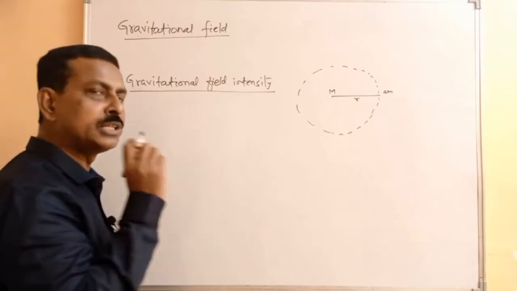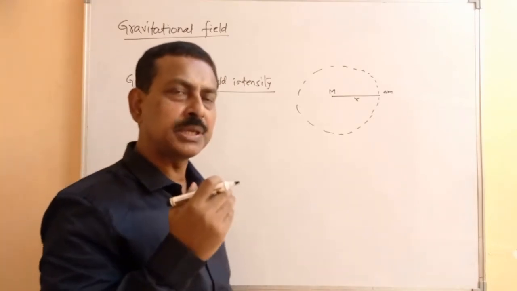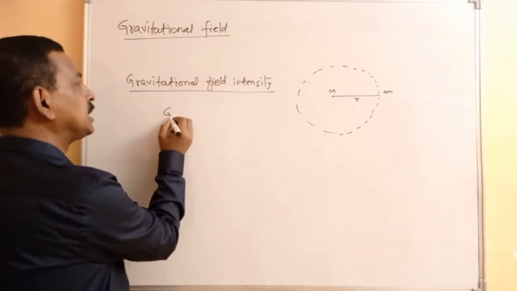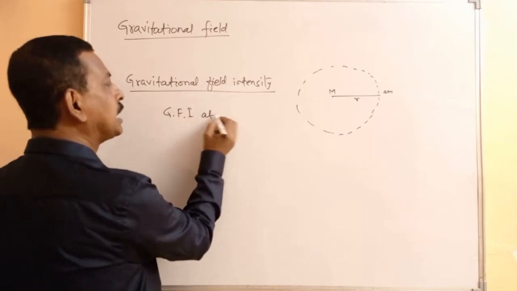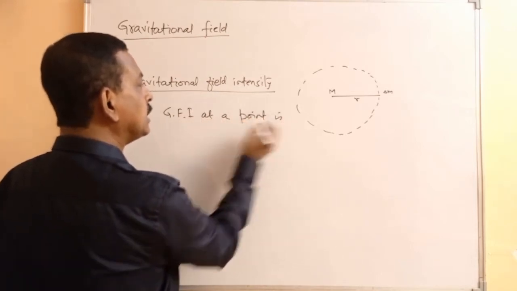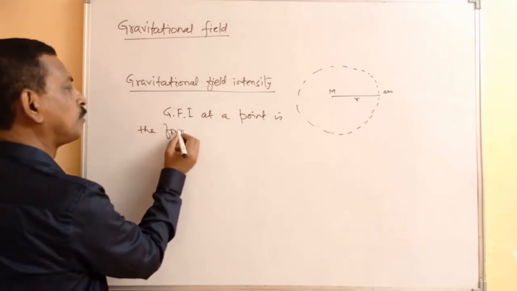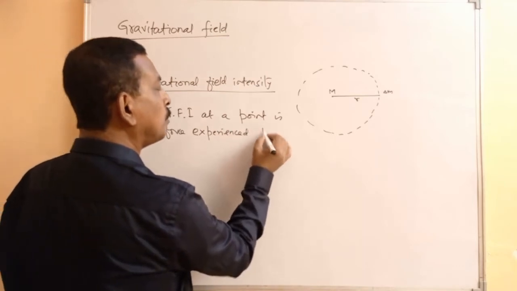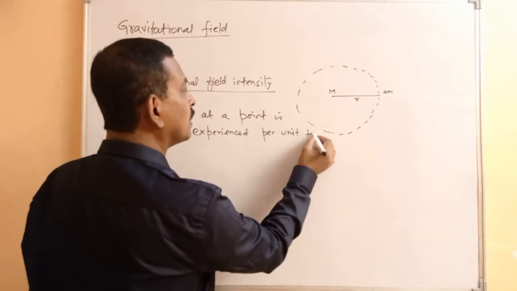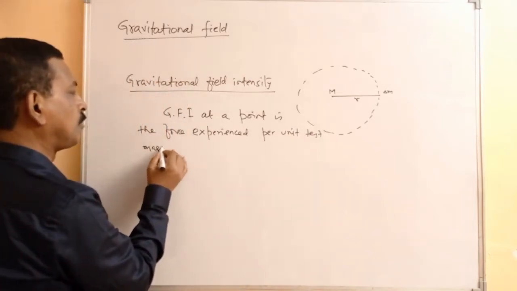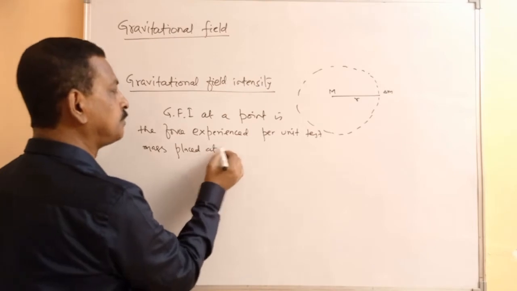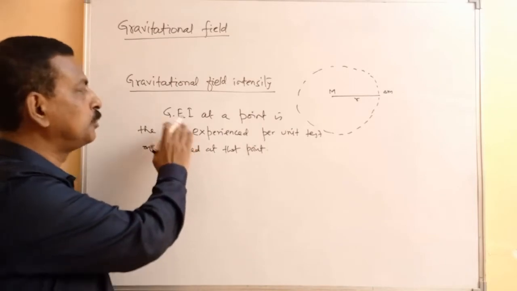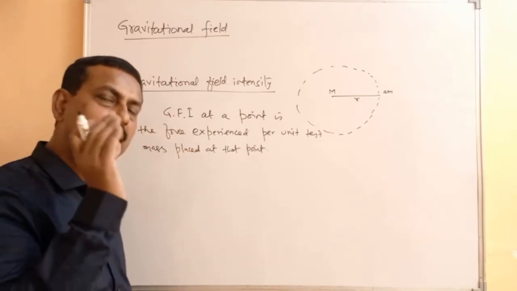Gravitational field intensity we define as the force experienced per unit test mass placed at that point. So gravitational field intensity at a point is the force experienced per unit test mass placed at that point. So in those terms, we find out what is the gravitational field intensity at that point.